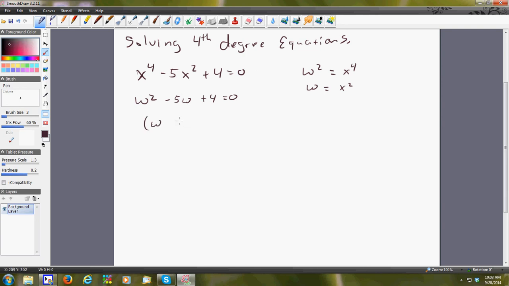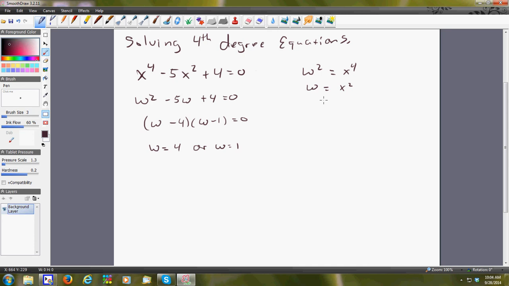And now I can say w minus 4 and w minus 1 equals 0. And when I solve that, I get w equals 4 or w equals 1. And so a lot of people will stop there and say, oh, great, I'm done. But you're not really, because you found two solutions, and you're supposed to have 4.